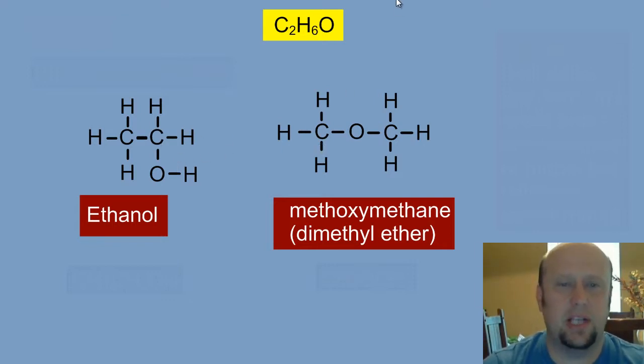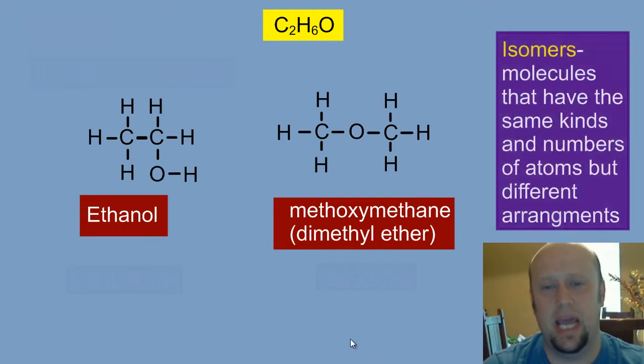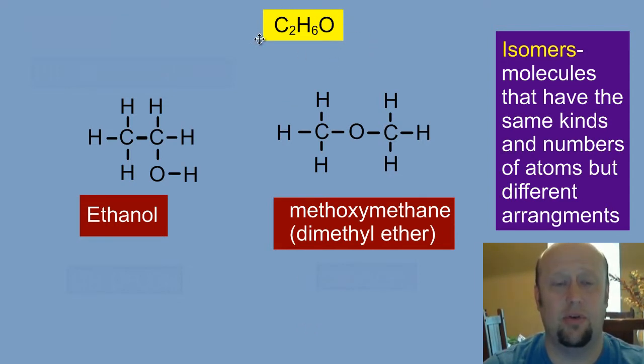So these are vastly different molecules, but look, they have the exact same formula. Okay? We have a name for these kinds of things. Molecules that have the same kinds of numbers of atoms. In other words, they have the same chemical formula, or molecular formula, we might say, but different arrangements of their atoms are called isomers.